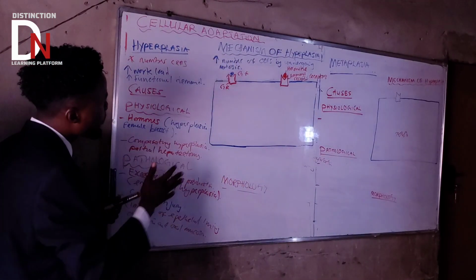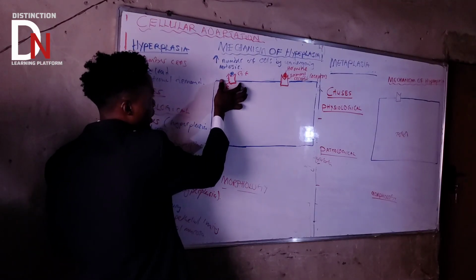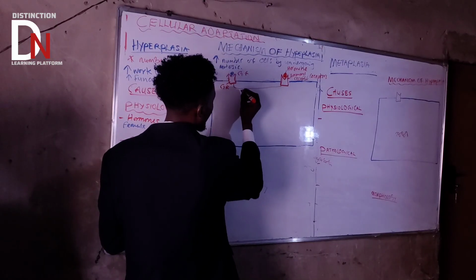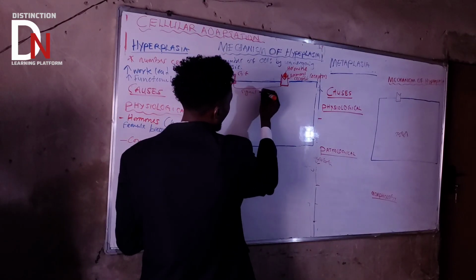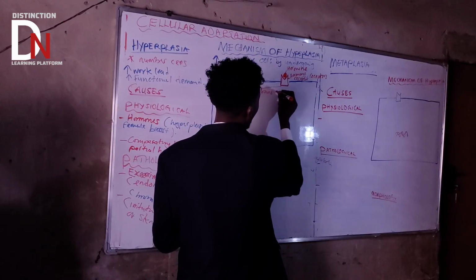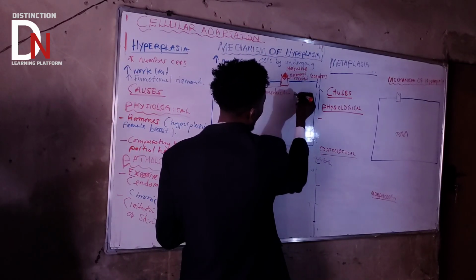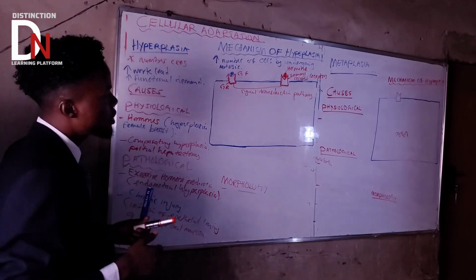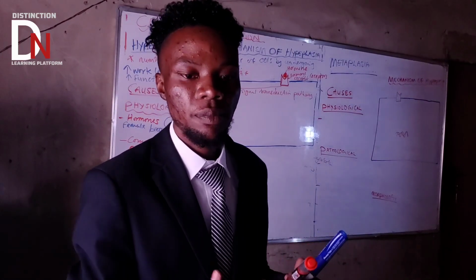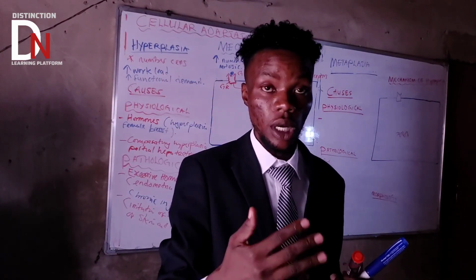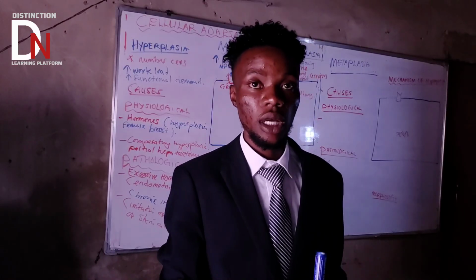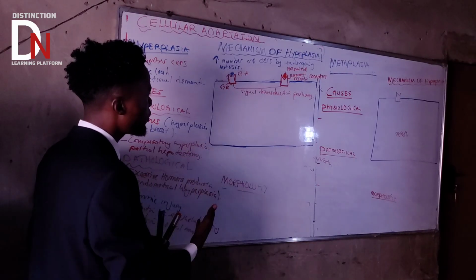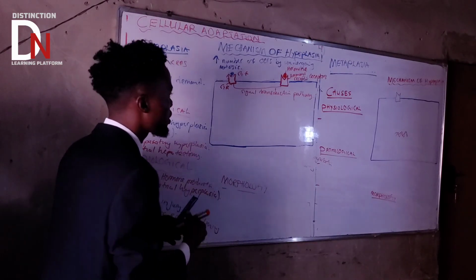Now, what happens if this growth receptor and the hormonal receptor are activated? They activate the signal transduction pathway. There are a lot of signal transduction pathways, but since this is general pathology, we'll talk about them in detail in future lessons. Just know that if the growth receptor and the hormone receptor are activated, they are going to activate the signal transduction pathway.